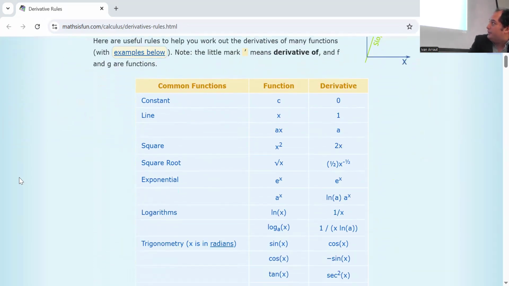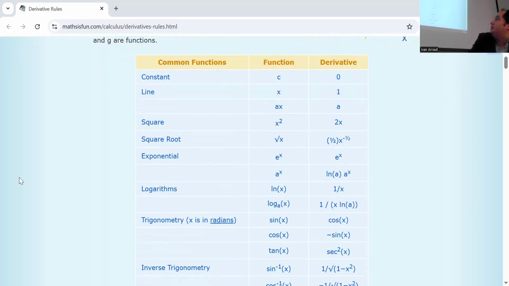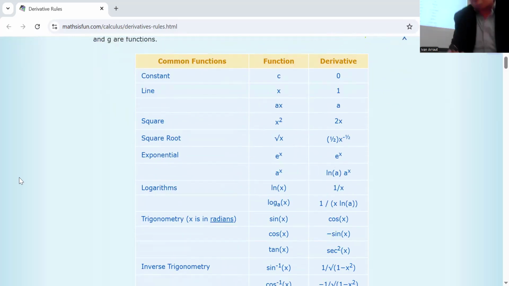So for you to understand, globally speaking, there are rules for derivatives for different functions. For example, the derivative of a constant is 0. It means the derivative of 1, 2, 3, 4, 5, any number, the derivative is 0. The derivative of x is 1, ax is a. This is what we have been doing.